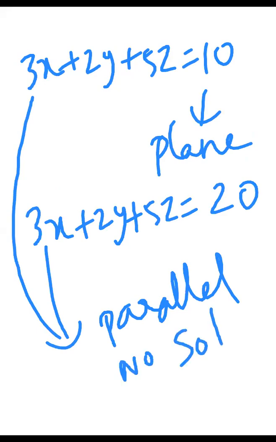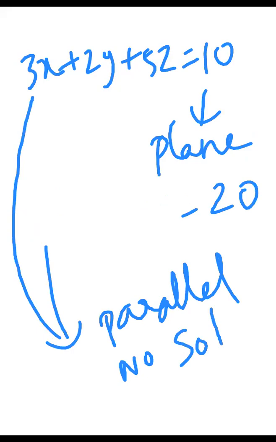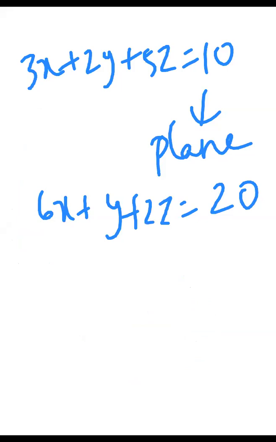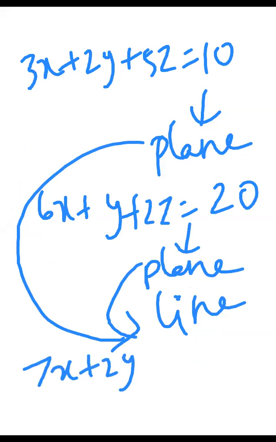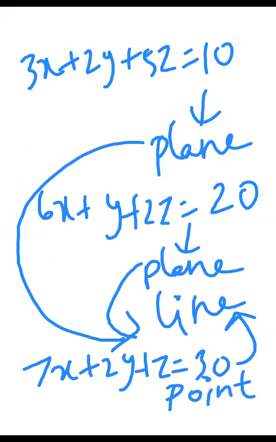Or otherwise, if it is given in some other random format, say 6x plus y plus 2z equal to 20, again this equation is also a plane. Definitely there will be an intersection of these two planes, which will give you a line. If one more plane comes, say 7x plus 2y plus z is equal to 30, the intersection of this plane with this line finally will give you the point.